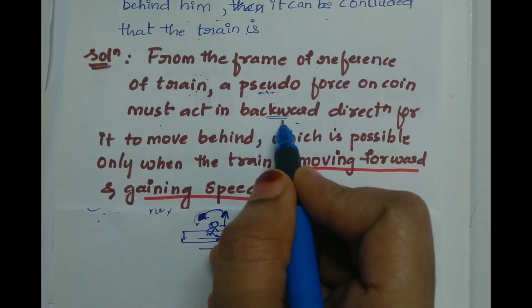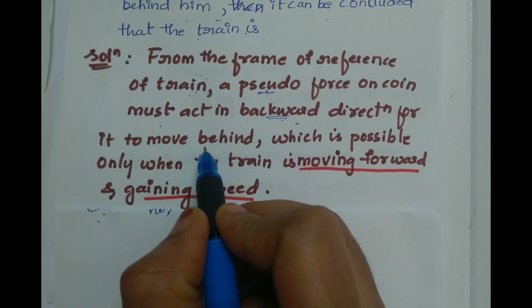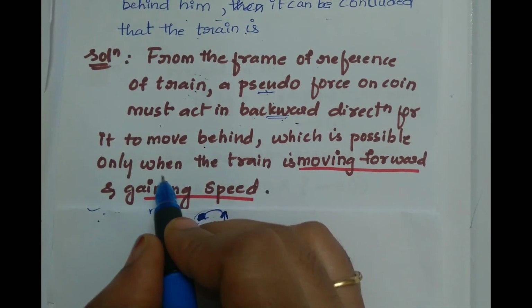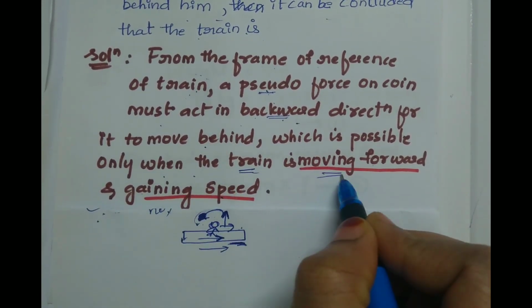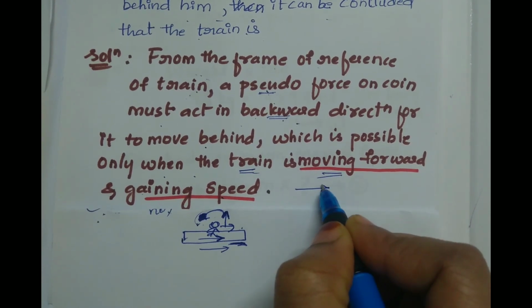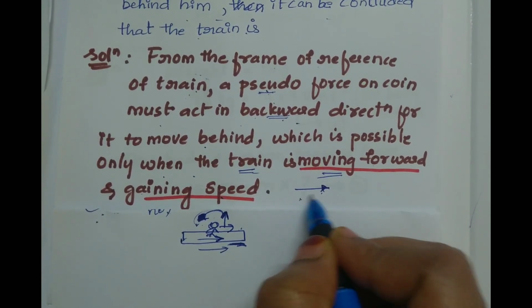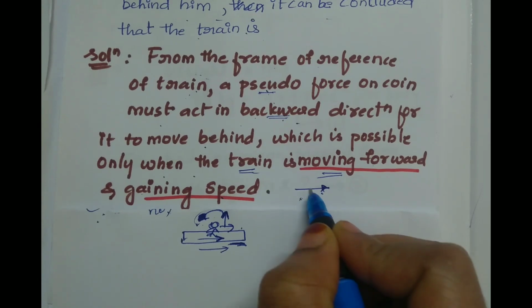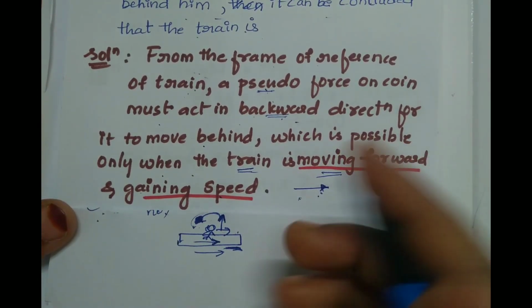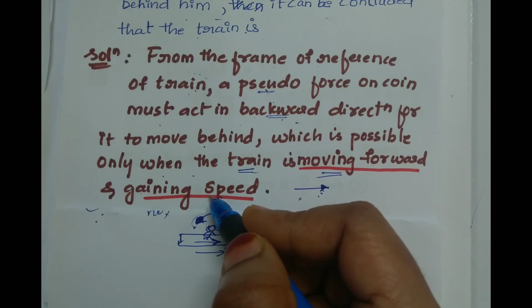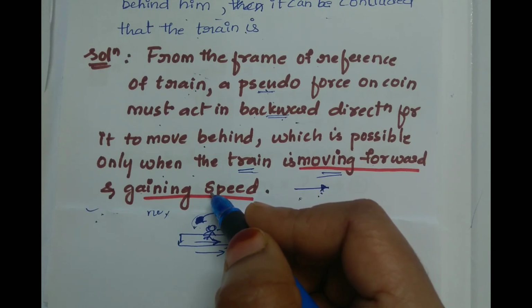So therefore the coin will move behind, which is possible only when the train is moving forward and gaining speed. This is your answer. The train is moving forward, and since it is gaining speed, therefore the coin falls back. Okay, this is your answer. This is a theory of relativity related question. We'll discuss the theory of relativity in detail in my upcoming videos.